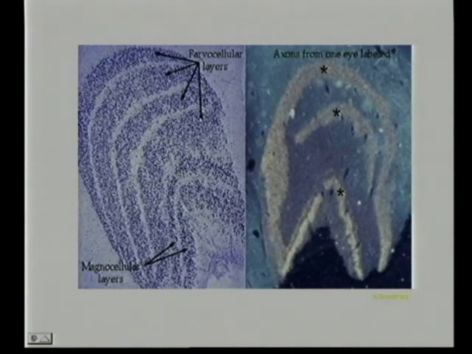Now I want you to tell me what area of cortex do these cells project to? What area of cortex do these cells project to? And how do they get there? Through what limb of the internal capsule? So where do they go and what limb?